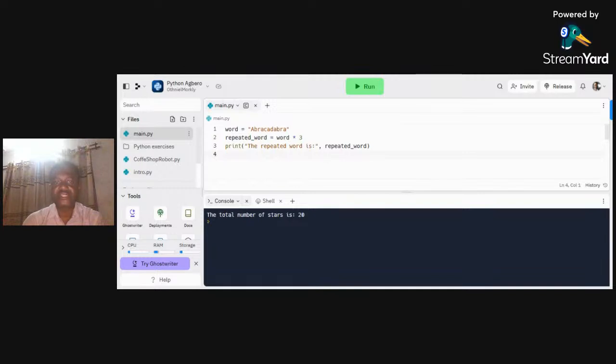Now we print it, so that you print the repeated word is, and it should print this variable. Check out what happens just by using this multiplier. Let's run it. You see, it repeated it: abracadabra, abracadabra, abracadabra, 3 times. Why? Because we said word times 3. So what it does is it multiplies the word the number of times you said it should multiply the word. Very interesting stuff.